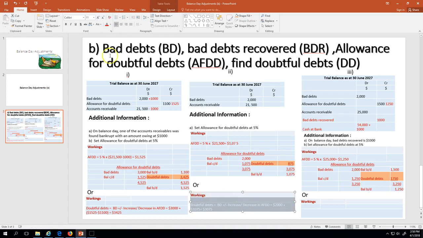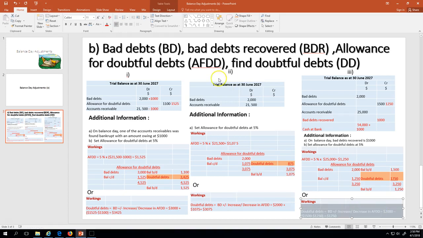So next one, same thing: doubtful debts equal bad debt plus or minus decrease in AFDD. First thing, bad debts. In this case, there's no increase or decrease because it's the first time you set up AFDD, so the whole amount of 1,075 will get in. Followed by the same thing: bad debts is 2,000. In this case, there's a decrease of AFDD, minus 250, and then we have 1,750. That's all for now. For our part B, I look forward to seeing you at part C.